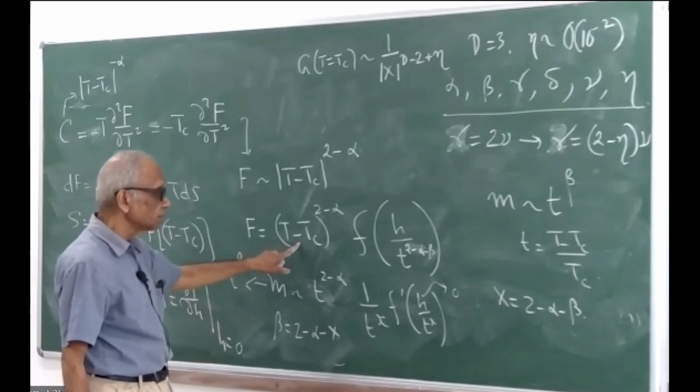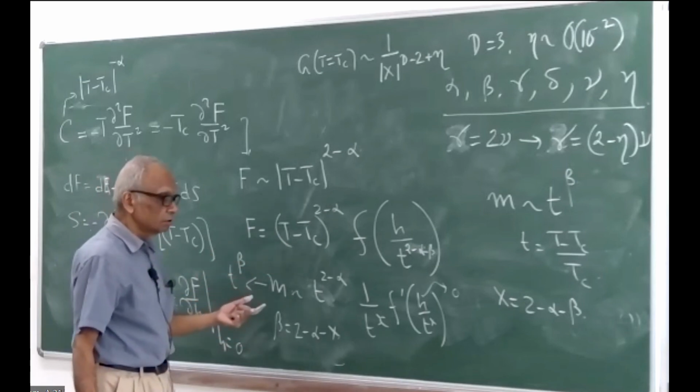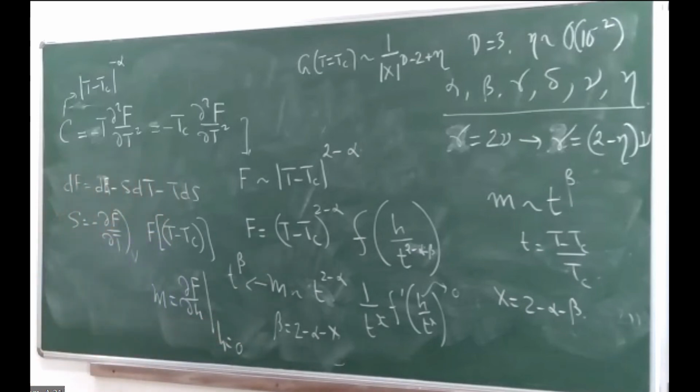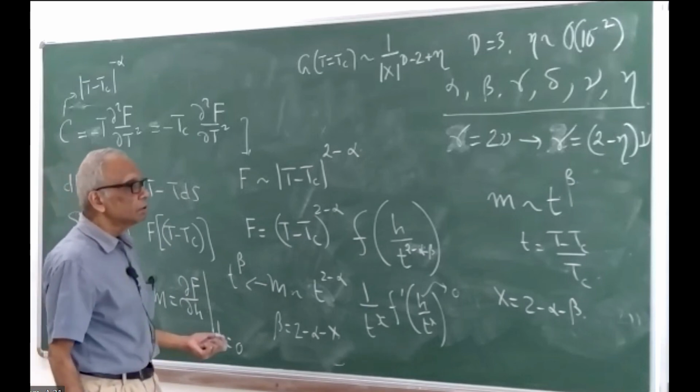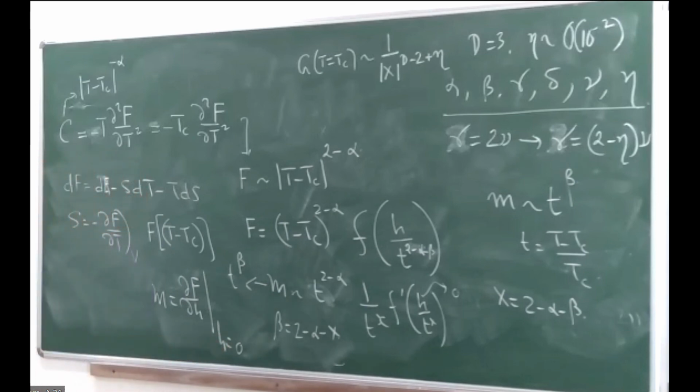There will be a TC, sure, but TC is a constant. F of 0 is a number. Is also a number.